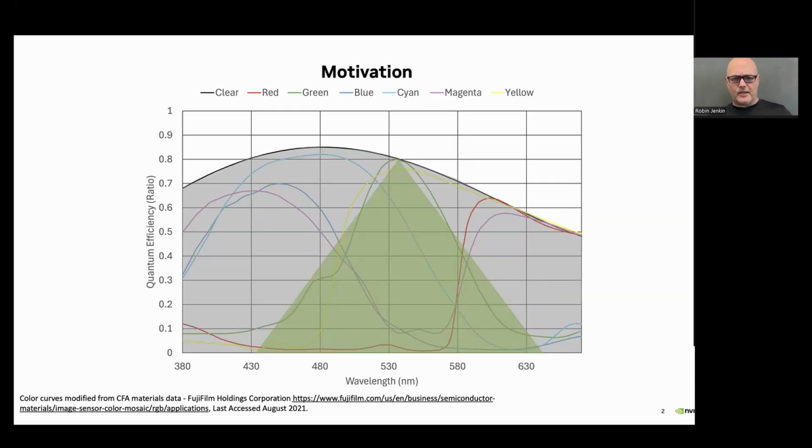These CFA curves that I've made here are based on Fujifilm materials. They don't relate to any sensor, so I'm not sharing any information I shouldn't be sharing about other people's QE curves.